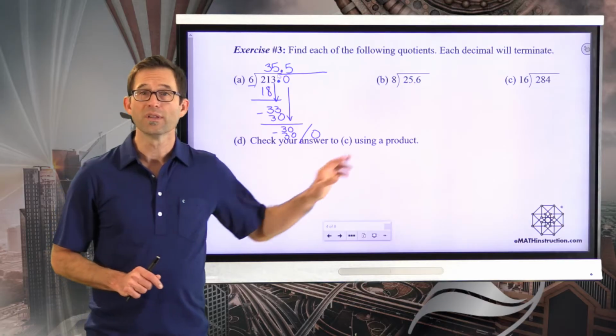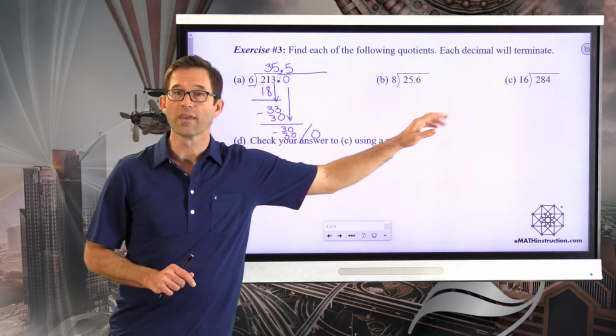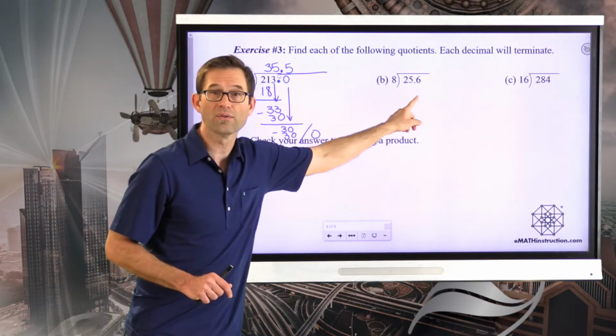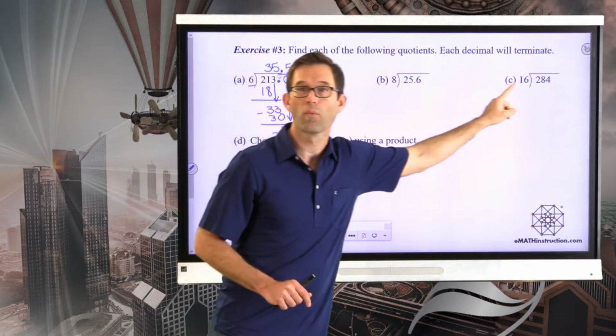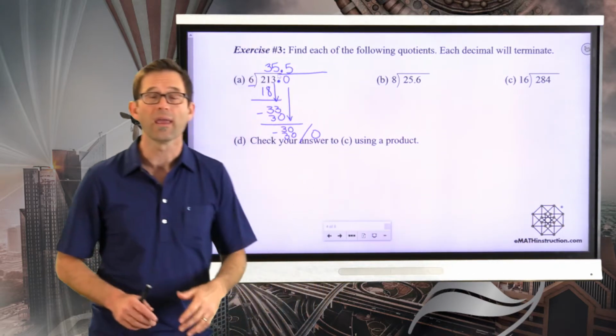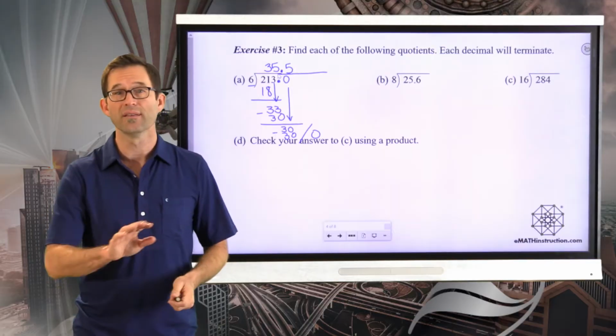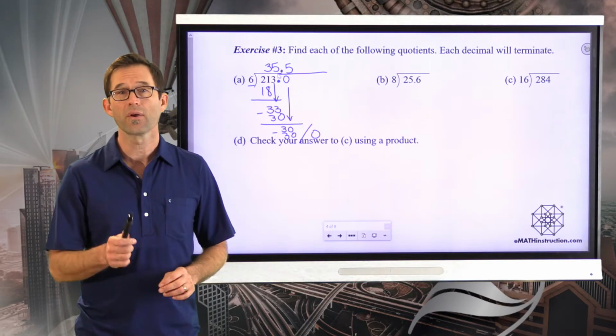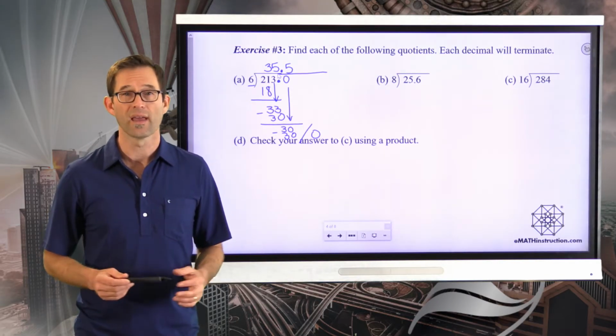What I'd like you to do is practice this in letter B and letter C. Again, you can always add more zeros after the 6 here, or add more zeros after the 4 here in order to keep doing the division until you have a 0 remainder. Why don't you go ahead and pause the video now and take a little bit of practice time.